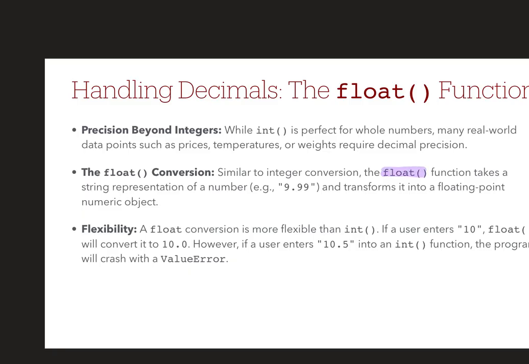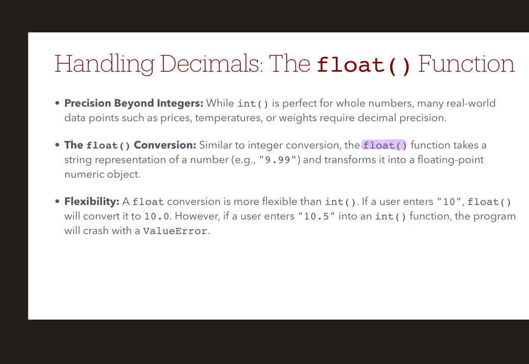So float function will convert the input if the user types 5. And if you call this float function, then that 5 will be changed from character 5 to 5.0, a float number. If the user types, say, 10.0, so as I said, this float conversion is more flexible than int function. So if the user enters 10, this float function will convert it to 10.0, numeric 10.0. Okay.